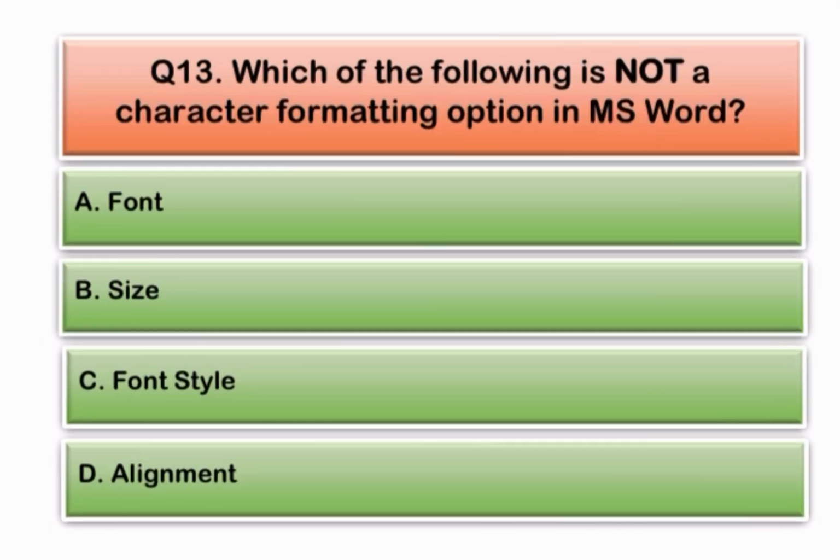Question number 13. Which of the following is not a character formatting option in MS Word? Font size, style, alignment. Font size, font style, alignment.